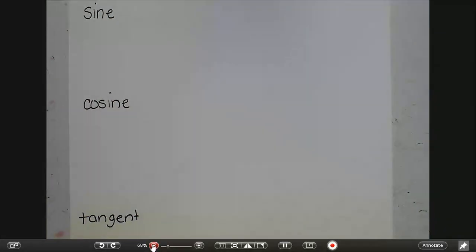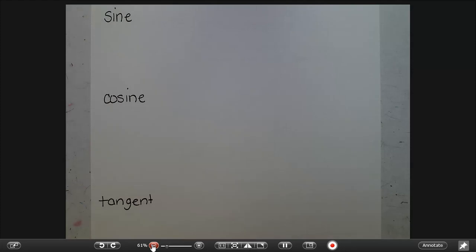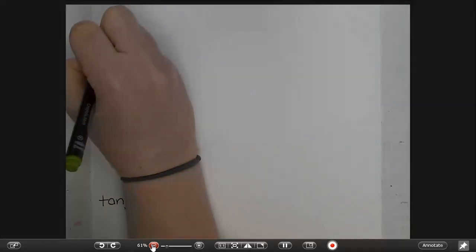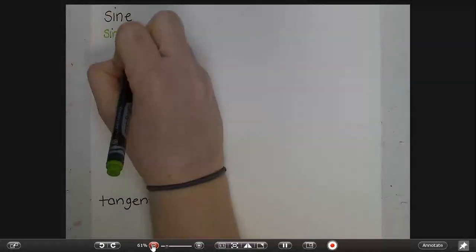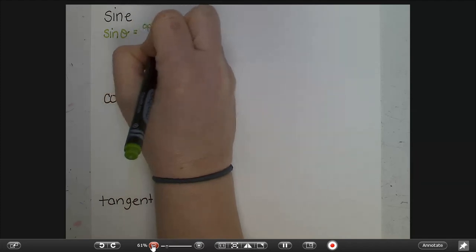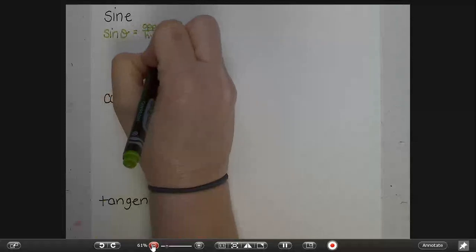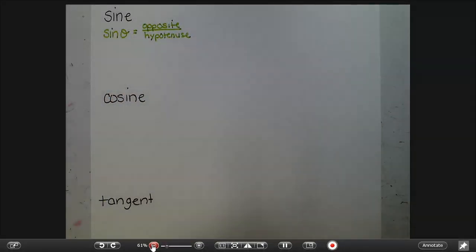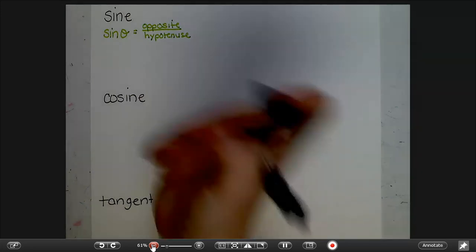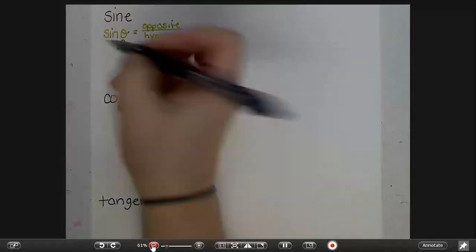All right, let me back up just a little bit more so we can hopefully get all the pictures in here. All right, so as far as equations go, the sine equation is sine theta, or a variable, is equal to the opposite side over the hypotenuse. A couple things that are important to remember. This is the angle measurement. So let's say angle measurement.